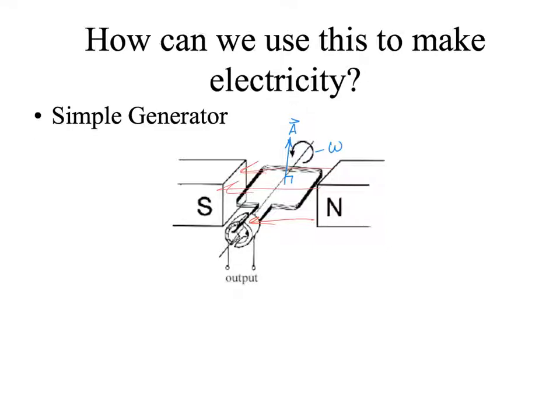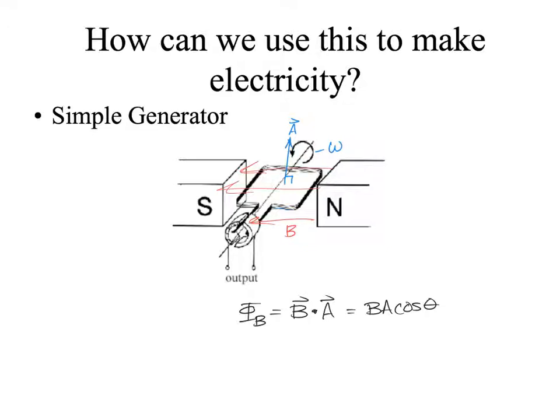And so hopefully you can imagine as this coil is turning around this axis, notice the axis is perpendicular to the magnetic field, you're going to have a different angle between the magnetic field and the area vector. And remember that the magnetic flux is the dot product of these two things. It's going to be B times A times the cosine of the angle between them.